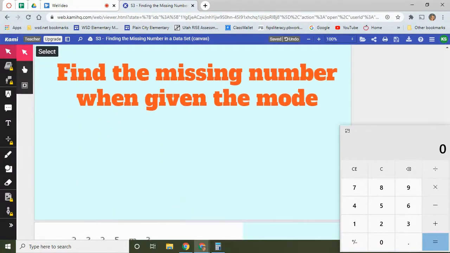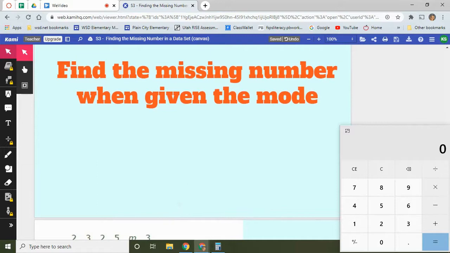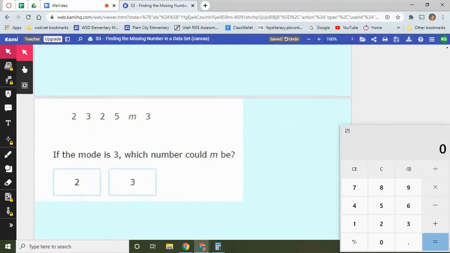Okay, so just a little section on that. The next one is find the missing number when given the mode. Remember, mode is the number that occurs most often. So let's look at my numbers. I have 2, 3, 2, 5, a missing number, and a 3.